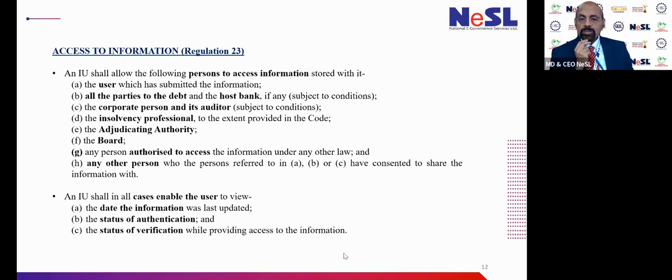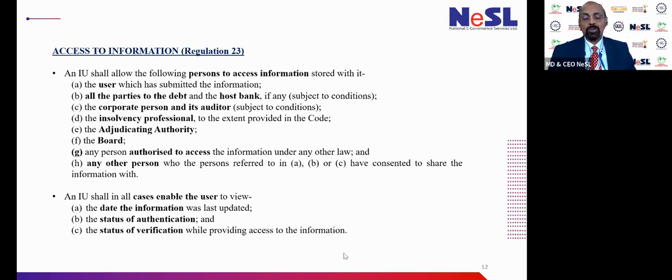Next. This is an important provision, regulation 23. It provides that the following persons shall have access to information stored with the information utility. The user, of course, which has submitted the information, has access. All the parties to the debt and the host bank, subject to conditions. There are some conditions to this. The corporate person, the auditor. Now, D is extremely important because it provides that the insolvency professional, to the extent provided in the Code, has access. This is a very unique opportunity for the insolvency professional. He can use it to access the information on the CD.